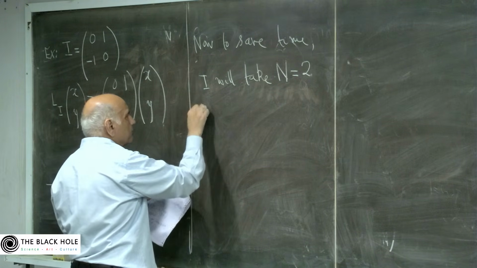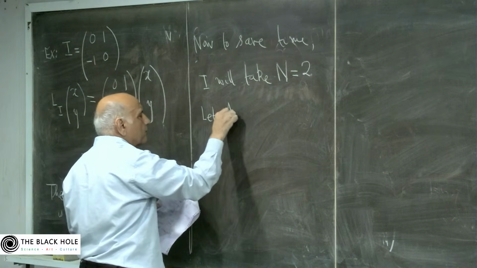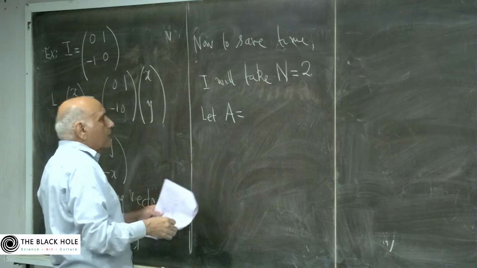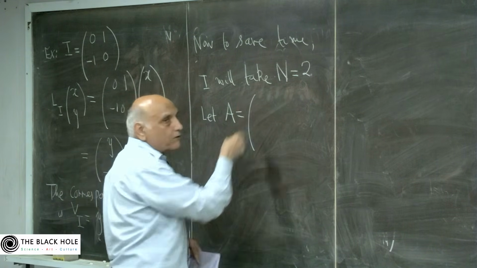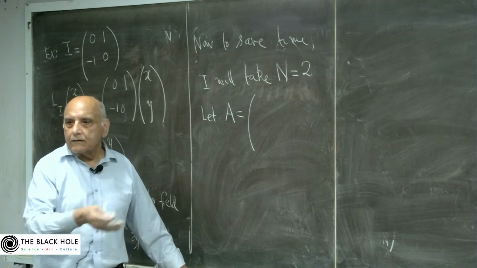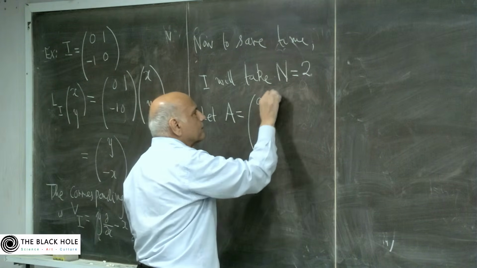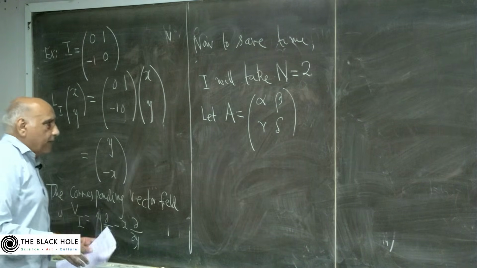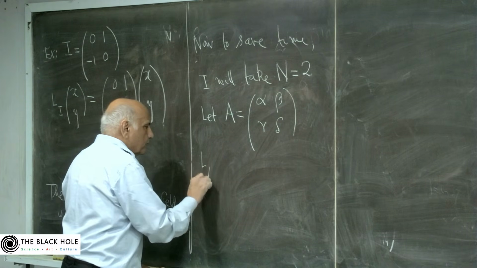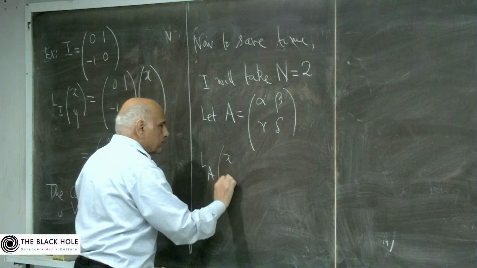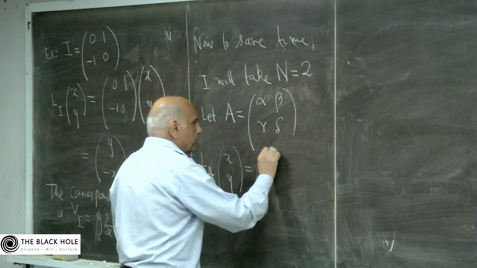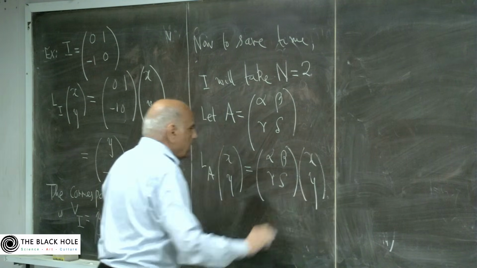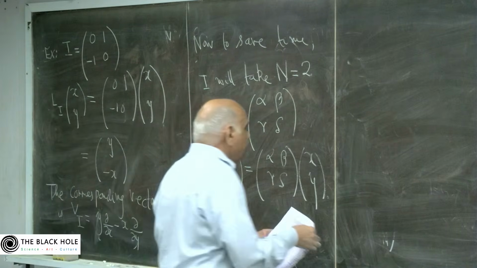Let A be, let's give it some name, doesn't matter. Let A be equal to, what do you want to call it? Alpha, beta, gamma, delta. These are scalars. And what is the linear transformation? L_A of (x, y) is equal to the matrix alpha, beta, gamma, delta times (x, y).